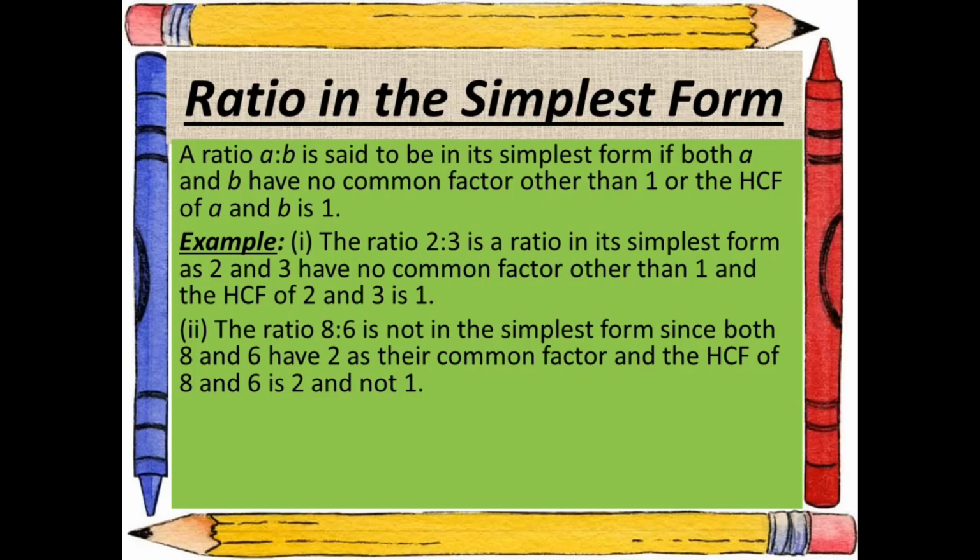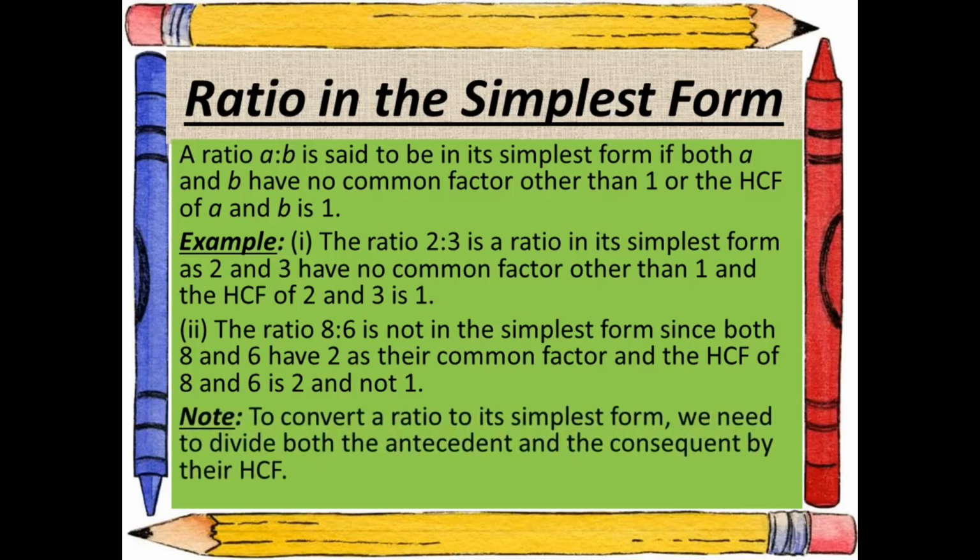Now one note is there, and it says that to convert a ratio to its simplest form, we need to divide both the antecedent and the consequent by their HCF.